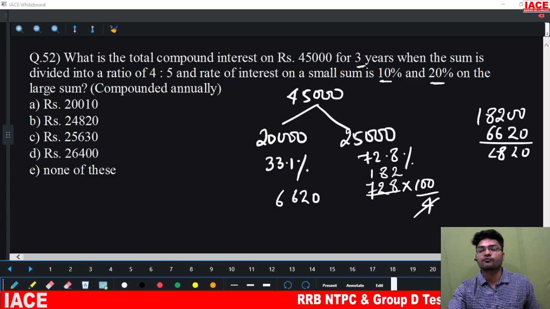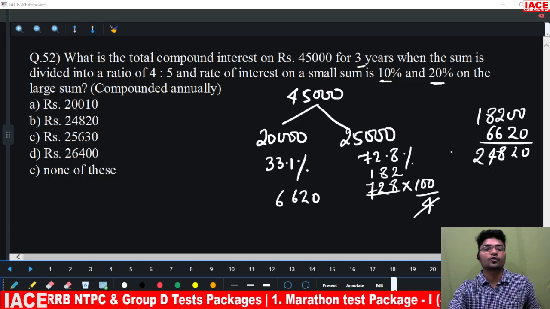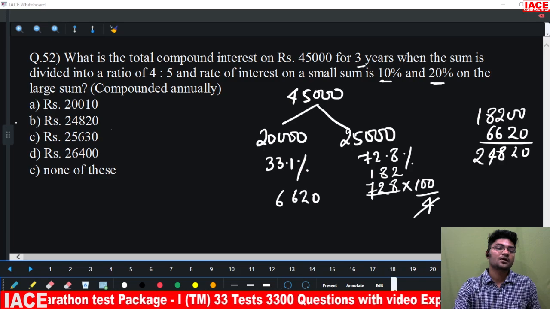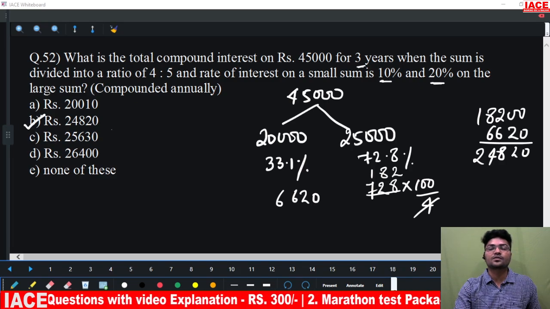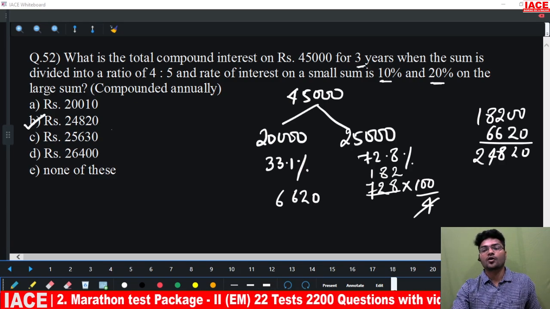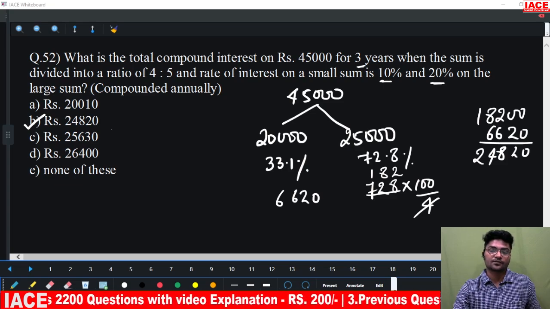This is 8, 4 and 2. 24820. 24820 means our option B. Option B will be our correct answer.